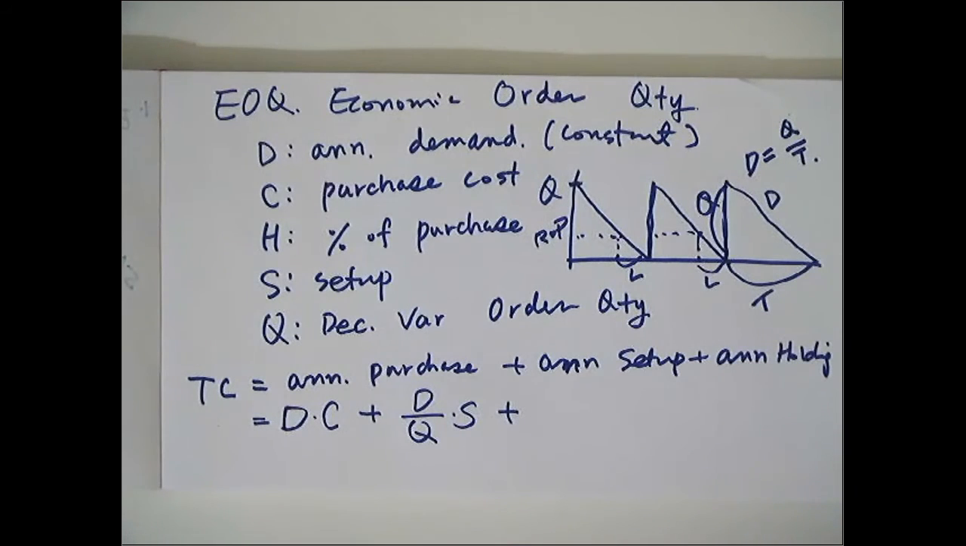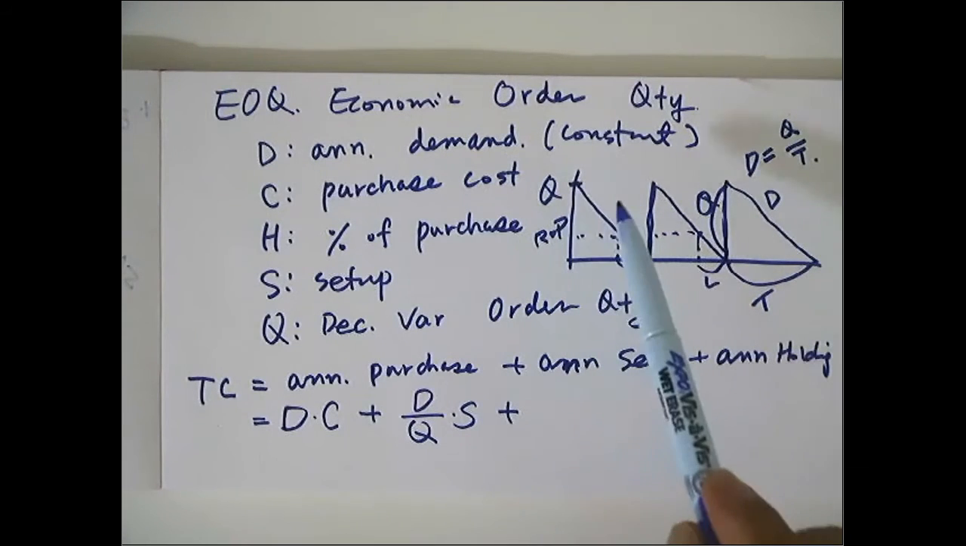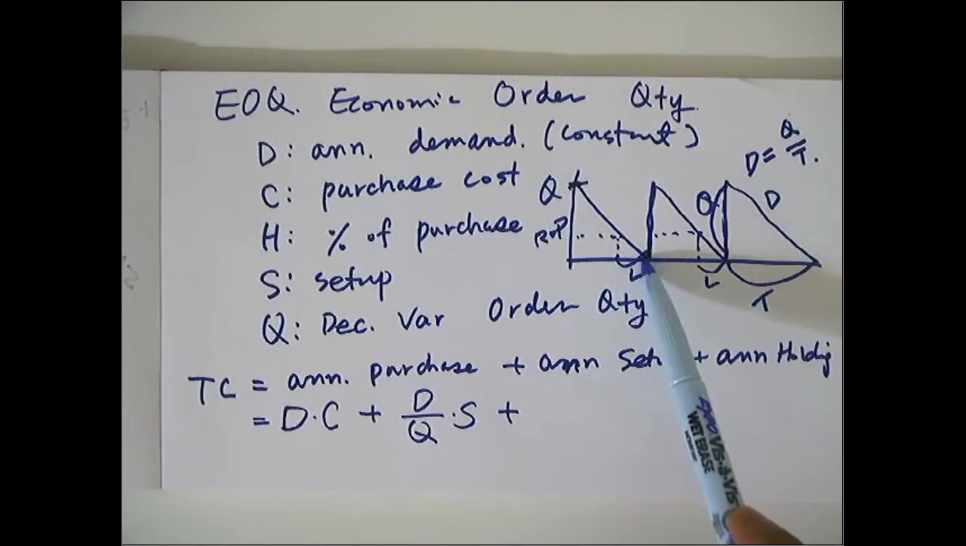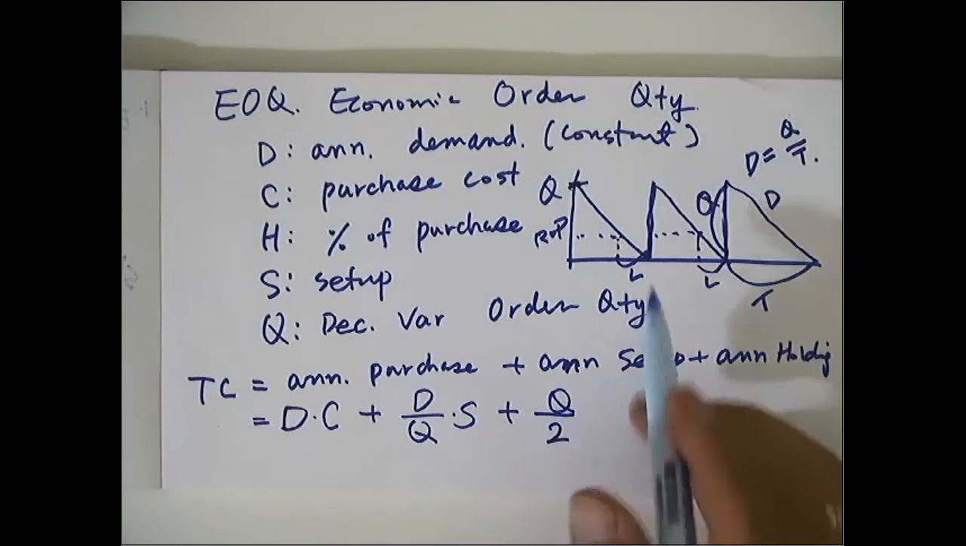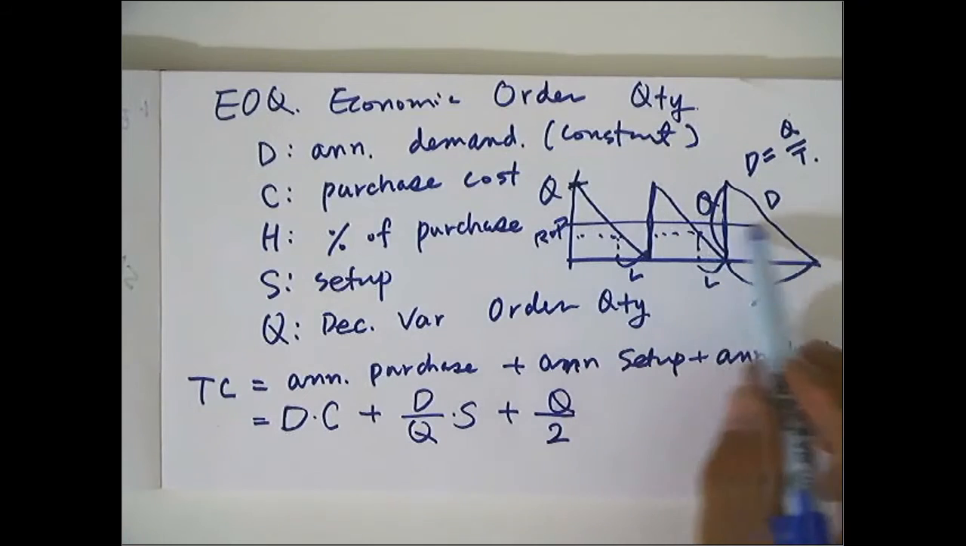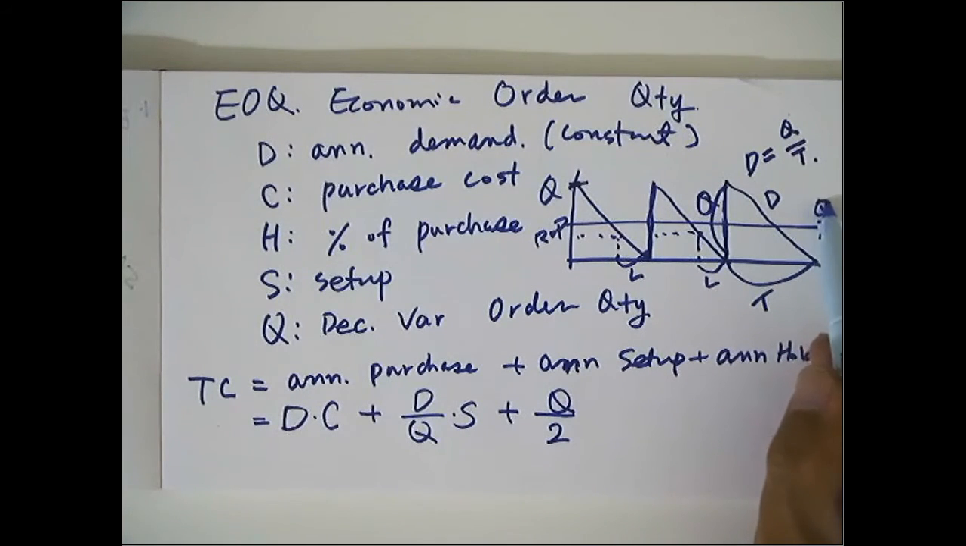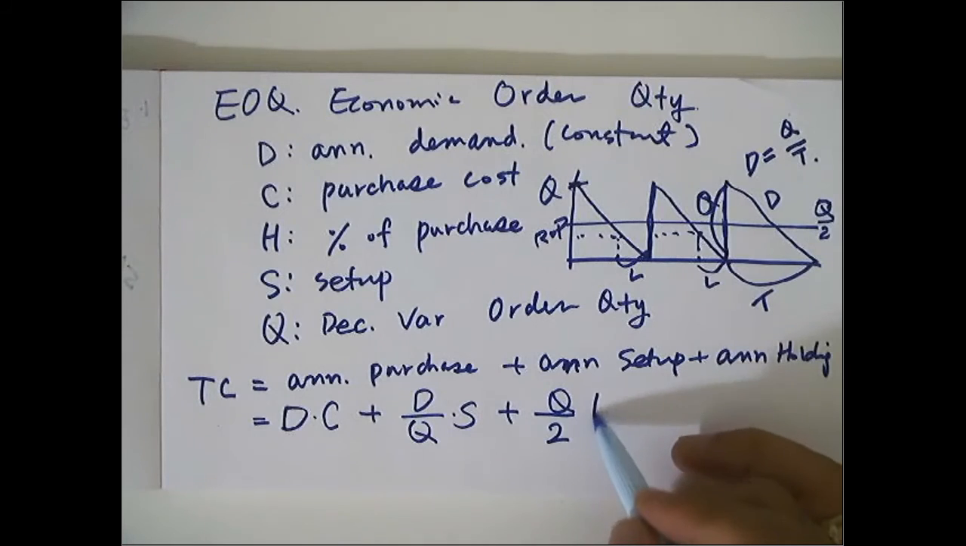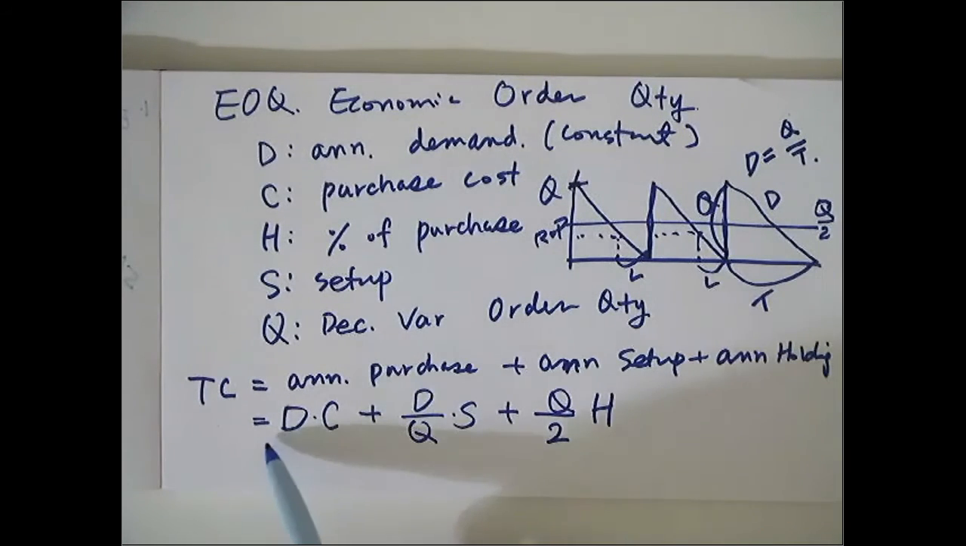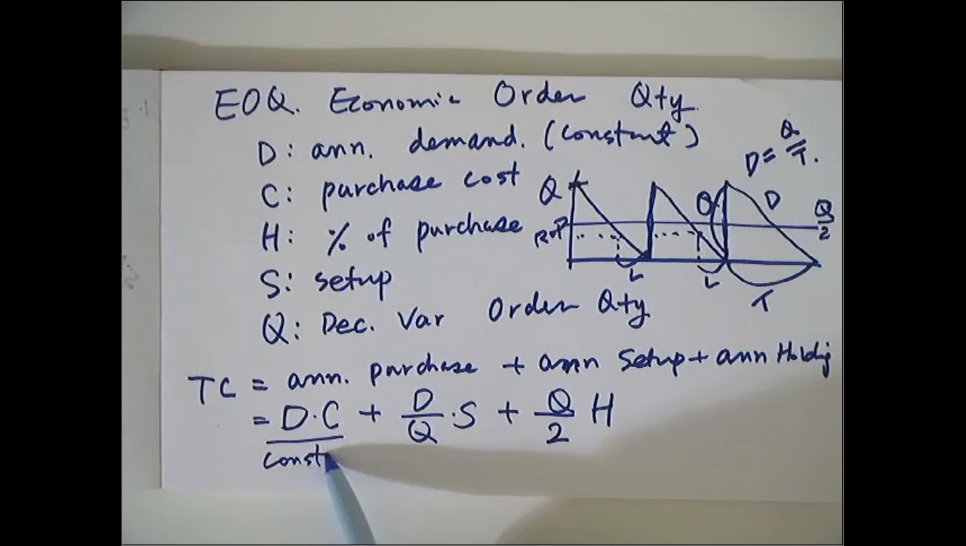And finally, the annual holding cost. What is the average inventory? The maximum level is Q and the minimum level is 0. So what is the average of this? Q over 2 is the average. So half of Q is our average inventory level, multiplied by the holding cost H. The purchase cost DC is always the same constant, so we do not take it into account, but we take into account only the setup cost and the holding cost, only these two. So we build up this inventory model.